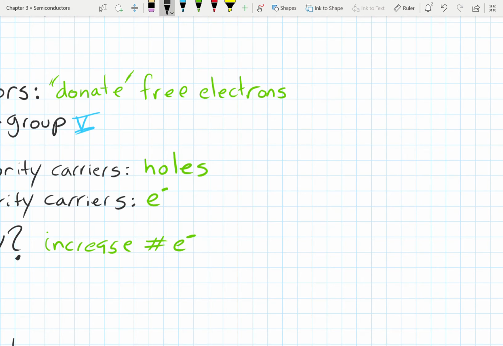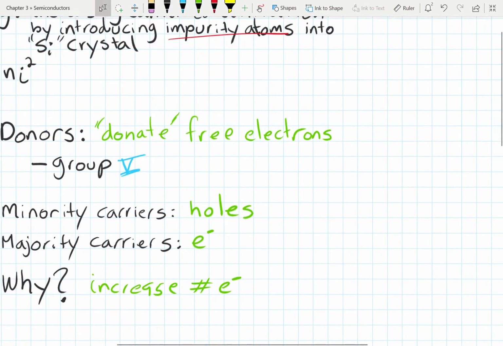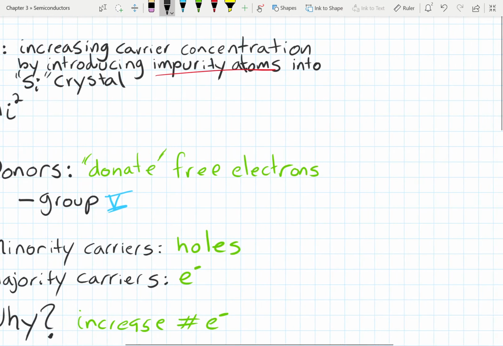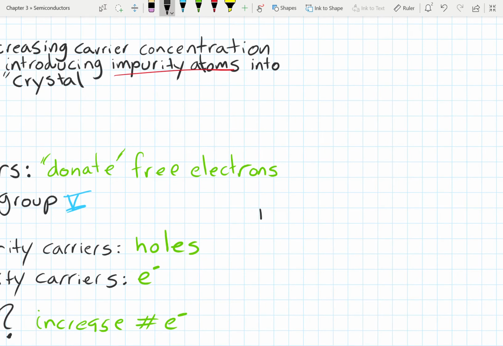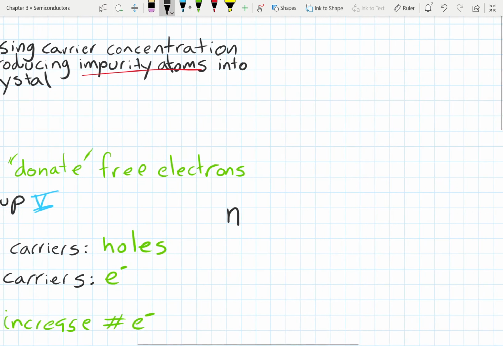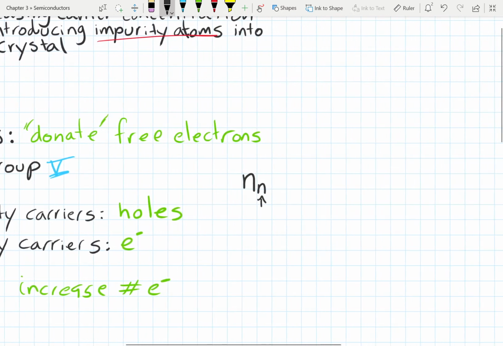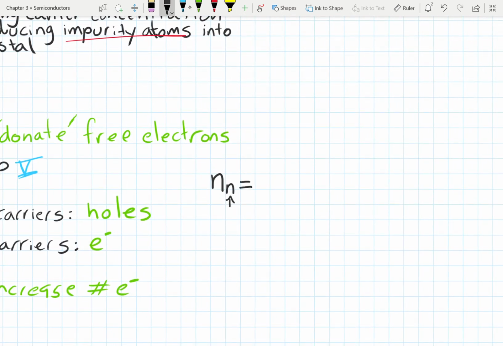Some important definitions here as far as formulas are concerned. If you remember from an intrinsic semiconductor, the number of electrons times the number of holes would equal n_i squared, the intrinsic carrier concentration squared. In this case, this is going to be the number of electrons, n_n. This subscript right here means N-type. So this number of electrons will be equal to the number of donor atoms.